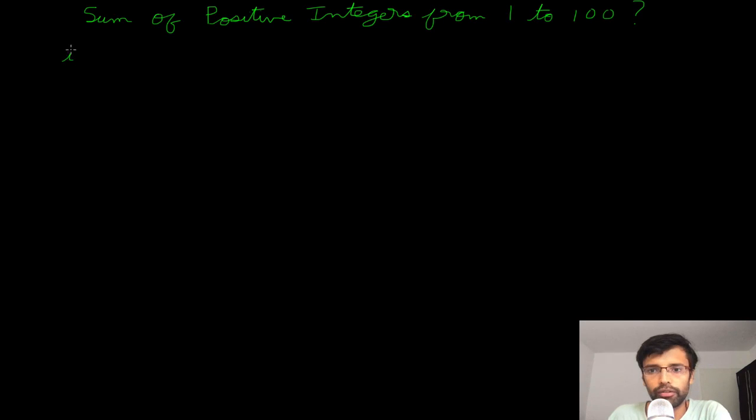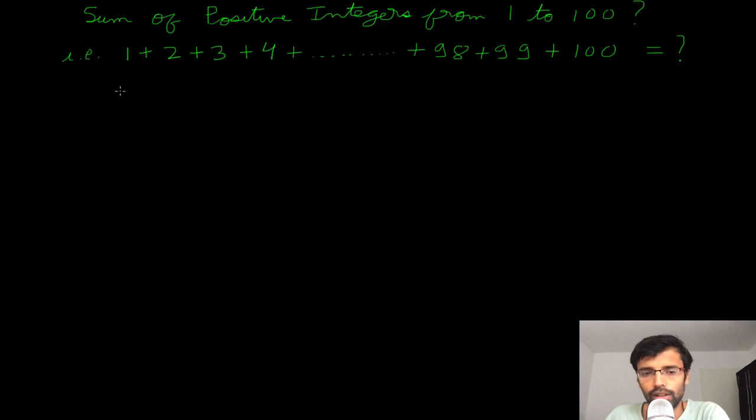Welcome everyone. Let us start today's lecture with a question. And the question is, what is the sum of positive integers from 1 to 100? That is, we need to find the sum of 1 plus 2 plus 3 plus 4 and so on up to 100. I would like you to pause the video and think about this question for a while. How would you solve it, or how would you approach solving it, and possibly how much time would you need to answer this question?